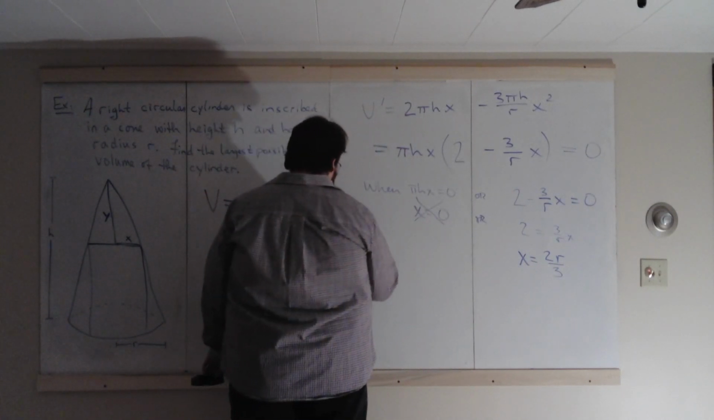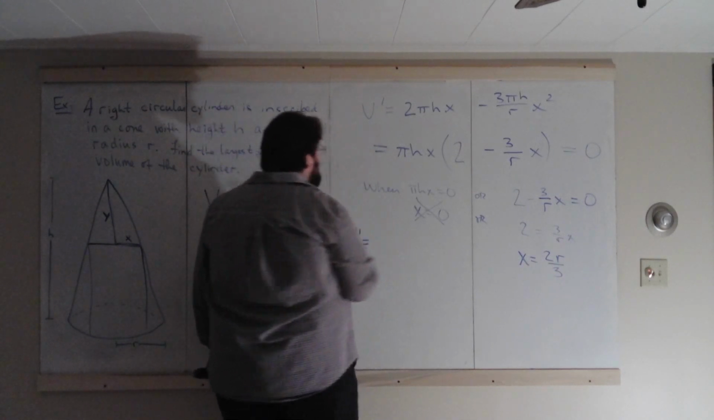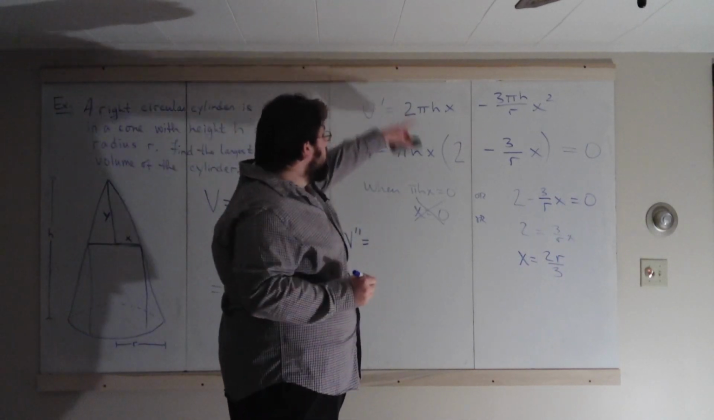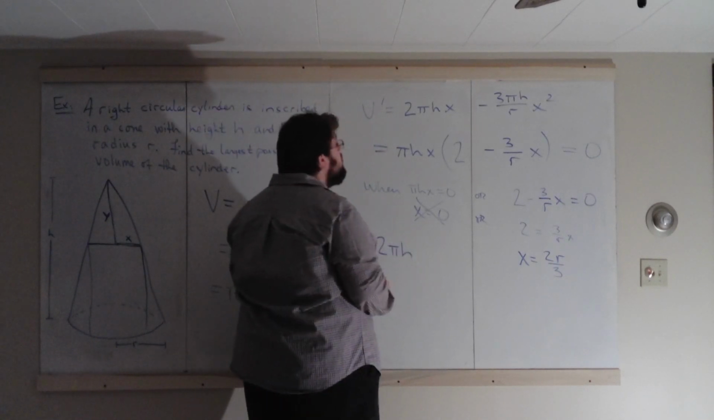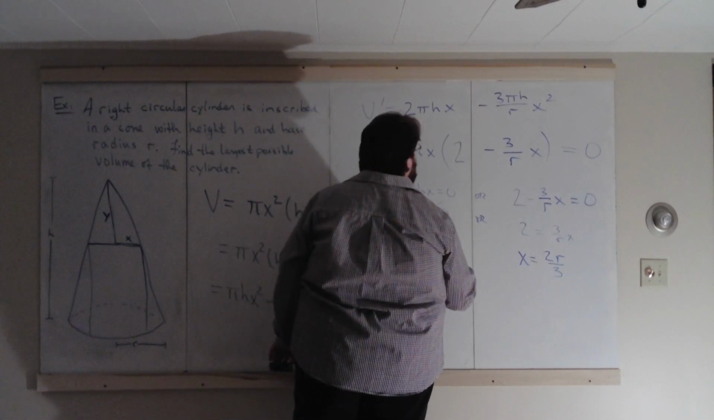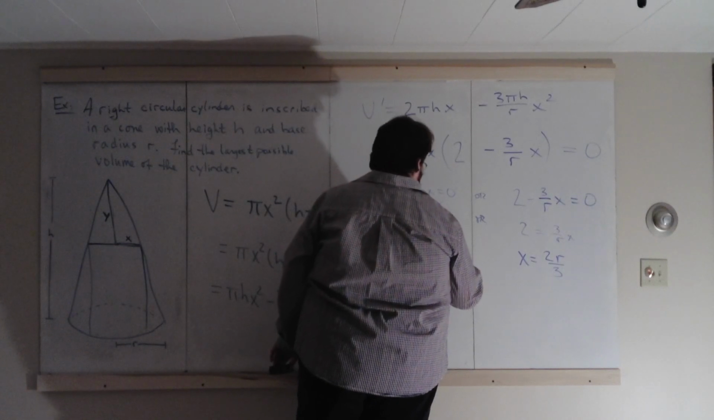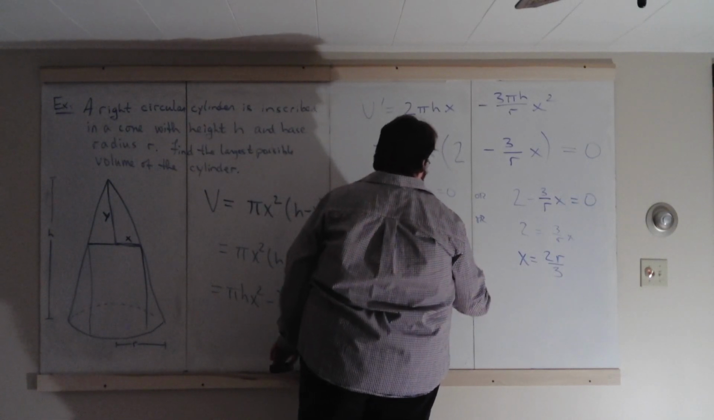I'll use the second derivative. The second derivative, let's use this form up here. 2 pi h minus 6 pi h over r times x.